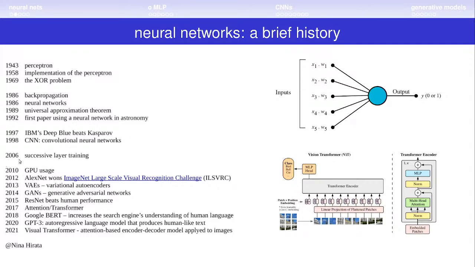By 2006, with the successive layer training, the problems of null gradients and other things that were hampering the progress of neural networks were overcome, and people developed very efficient procedures for training neural networks. By 2010, it started the usage of GPUs that are very important nowadays for training and running very large neural networks.